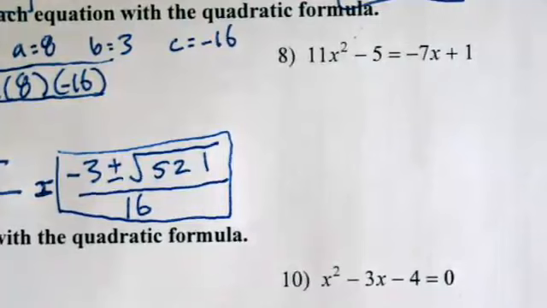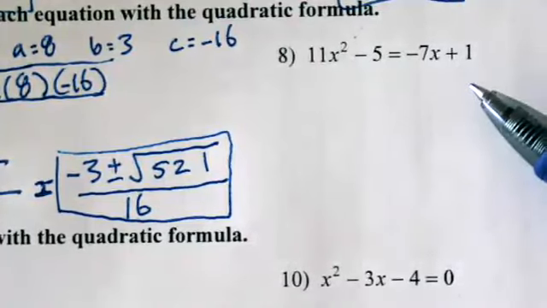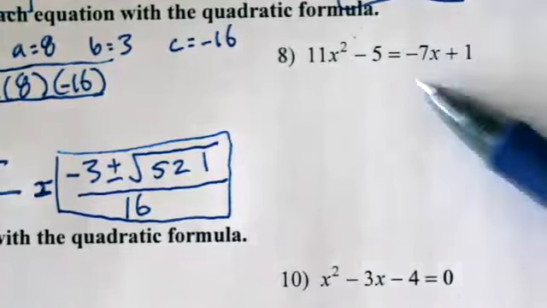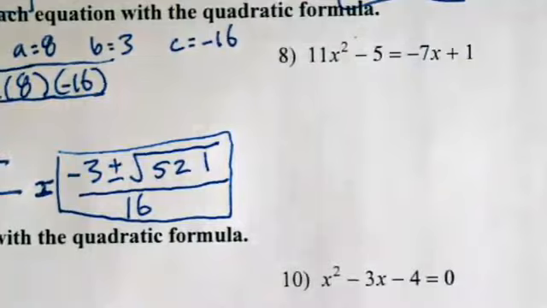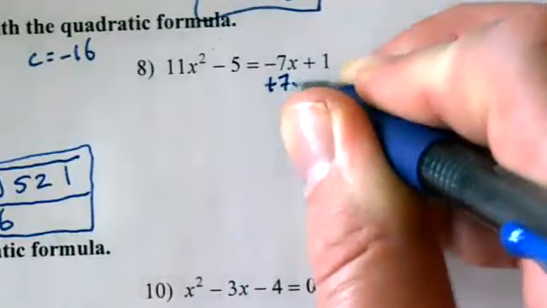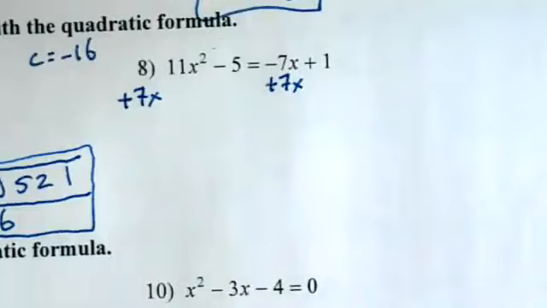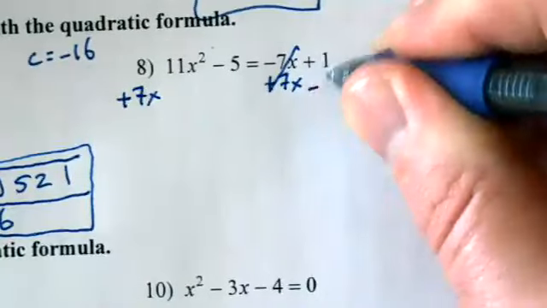All right, let's do another one. Now this has got a problem. We can't do this until we do something first. What do we need to do first? We gotta get a 0 over here. So let's get rid of this stuff. Let's do a plus 7x. Now I don't have any place in here to add that, so I'm just gonna add it off to the side. And then we'll do a -1.